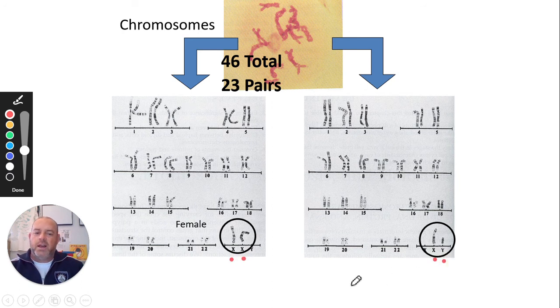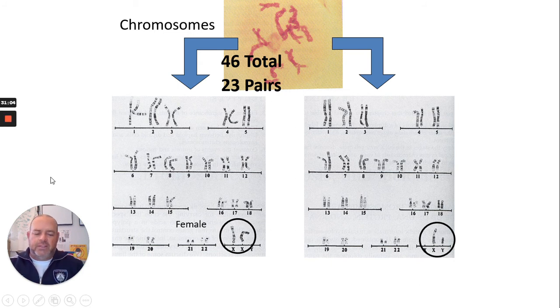So you should be able to tell which one is female and which one is male, even though this one already tells you right here. XX, when you have two X's, that is female, and when you have XY, that would be male. Notice the Y is a little bit shorter. We'll talk about all that when we get to genetics. This is just an overview of some stuff that's involved in the cell here.